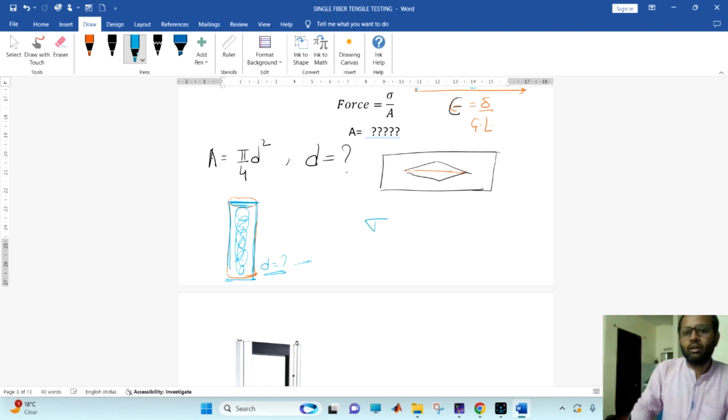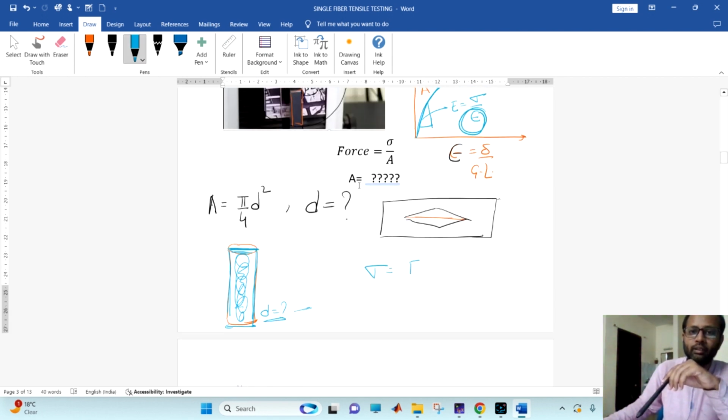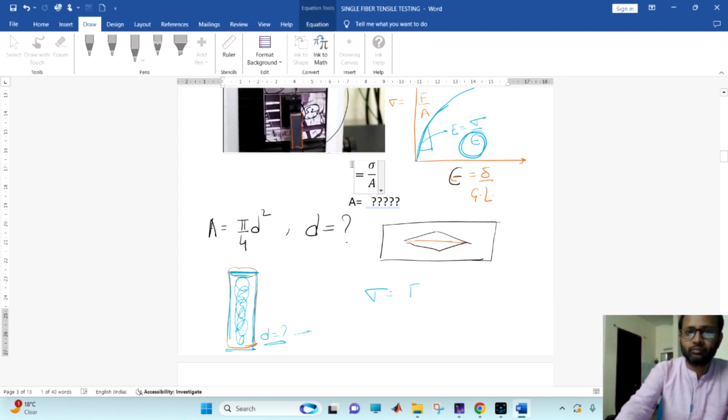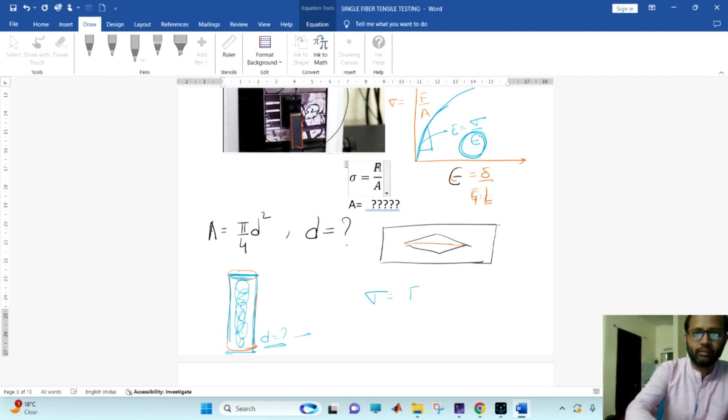So the stress is equal to, okay, there I have written the wrong formula here. Here it will be sigma. Sigma is equal to force by area. My terminology must be correct.